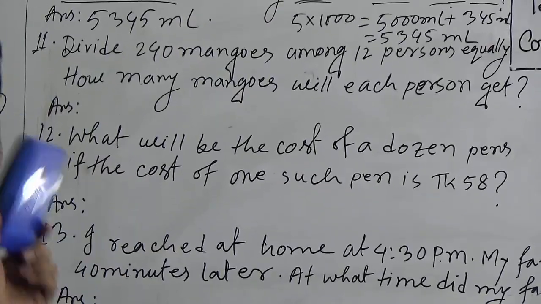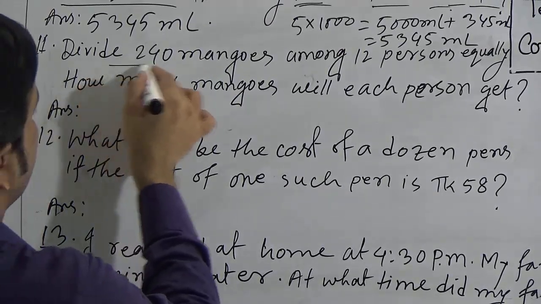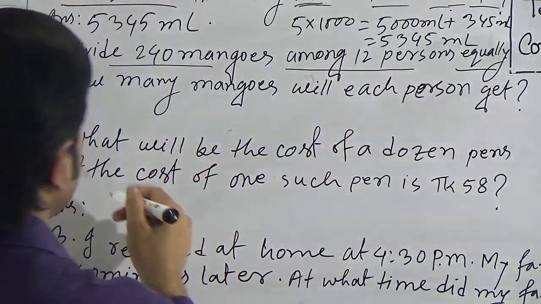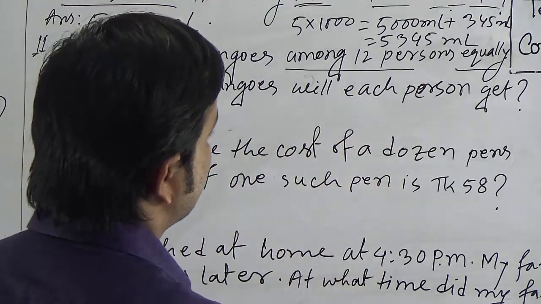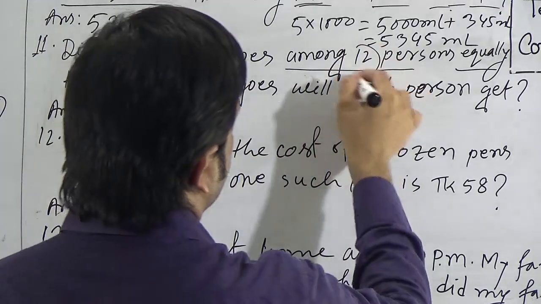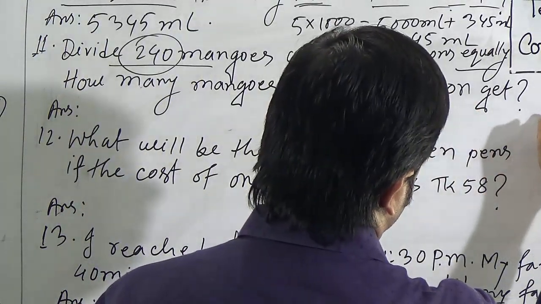Now go to question 11. Divide 240 mangoes among 12 persons equally. How many mangoes will each person get? It means that we have to divide 240 by 12.